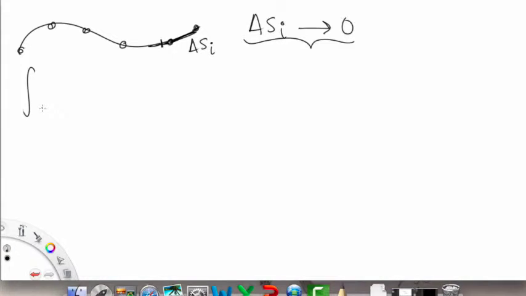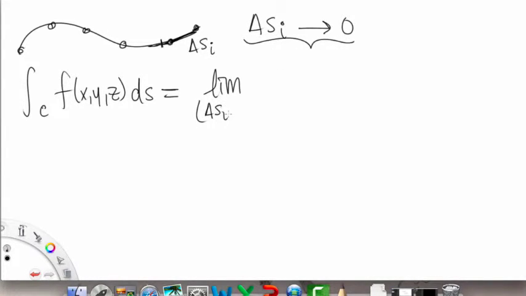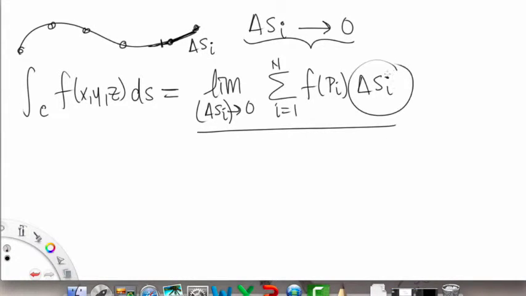Okay, so this is equal to the line integral, because that's what we're interested in. So you're given f of x, y, z ds. This is the notation. This represents a scalar line integral, and it is equal to the limit as delta S sub i goes to 0 of the sum that I just wrote on the previous slide. So we're going to have f of p sub i times delta S sub i.